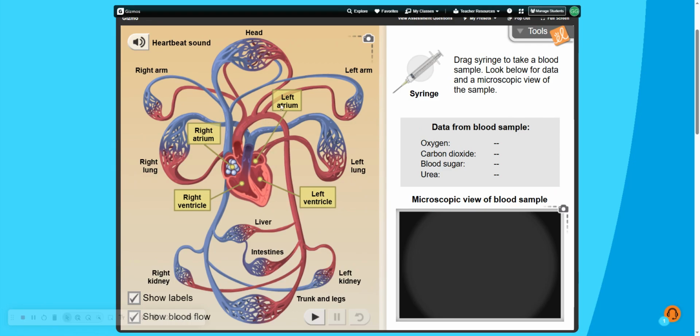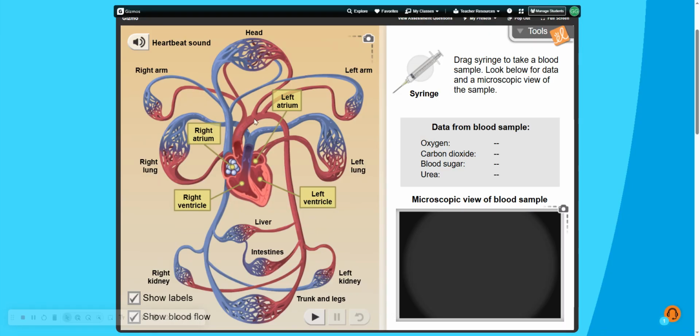Branching off from the aorta is the brachial artery, which goes to the arm. Coming back from the arm is the brachial vein. The brachial vein joins with other veins into the superior vena cava. These blood vessels will be important as you make your way through the Gizmo assignment.